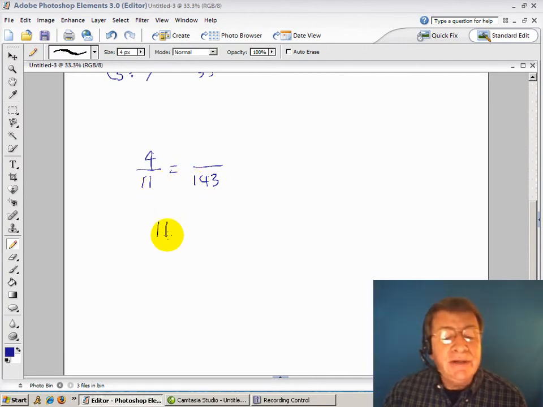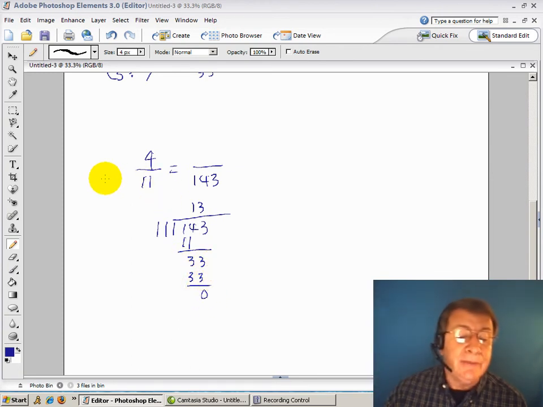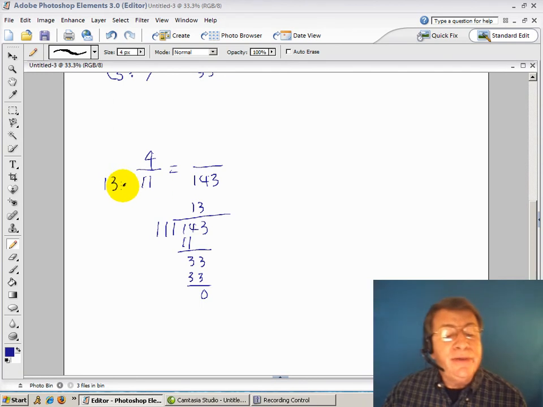So what we would need to do is take 11 and long divide it into 143. 11 will go into 143. Well, it won't go into the 1, but it will go into the 14 once, and that will give us 11. When we subtract, we get 3 and bring down the 3. So 11 will go into 33 3 times, and 3 times 11 is 33, so it goes exact. That's good. So we now know that 13 times 11 is 143.